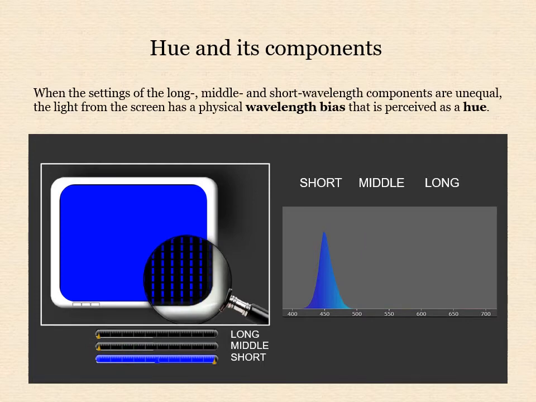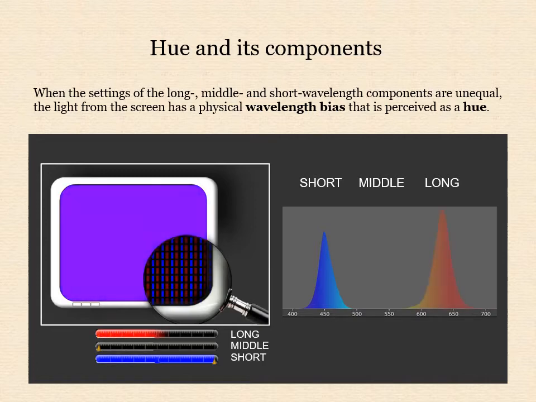Removing the middle wavelength component shifts the direction of imbalance to the short wavelength end of the spectrum, and we perceive blue. Now, adding the long wavelength component again results in an imbalance towards the two ends of the spectrum, and we see magenta. And finally, removing the short wavelength component returns us to the long wavelength bias seen as orangish red.